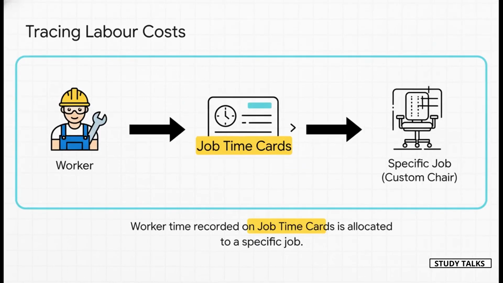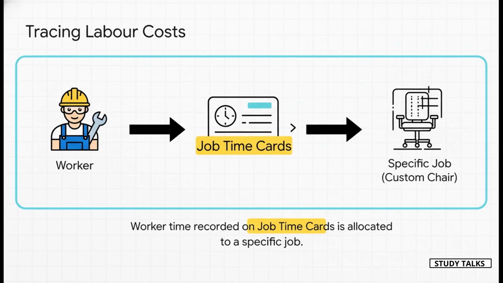Step 2, labor. And just like materials, this is also pretty straightforward. Workers track their time on something called a job time card. So if someone spends 3 hours working on job 123, they log it. That way, we can charge their wages directly to that job. See? Direct materials and direct labor are easy because you can directly trace them.